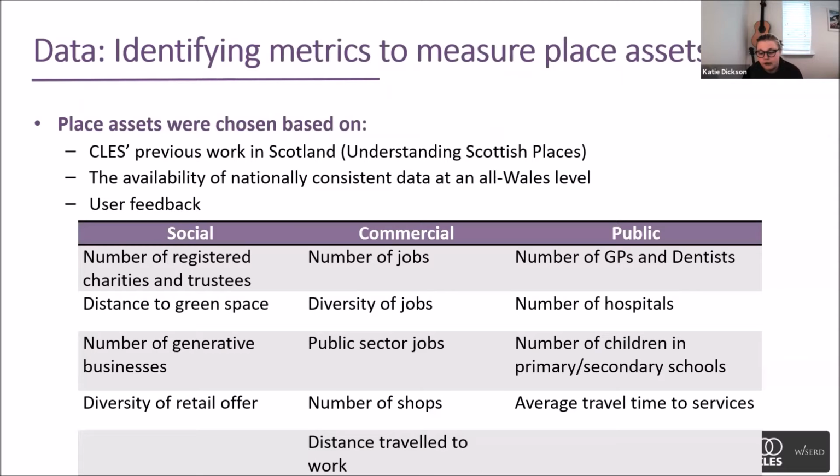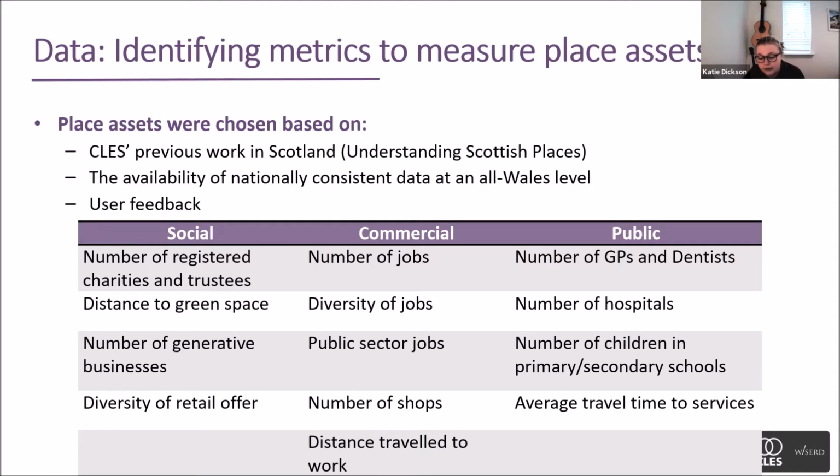So in terms of developing our interrelationships classification of a place, we first needed to create a set of metrics to measure the numbers of assets in a place. Our choice of assets were based on the advice of CLES, so they undertook a similar exercise in Scotland as part of the Understanding Scottish Places web application. We also looked at the availability of nationally consistent data for Wales, so we had to be pragmatic about what we could actually include. And then we had feedback from user groups. So in 2020, we updated the metrics we've included based on feedback from users of the site.